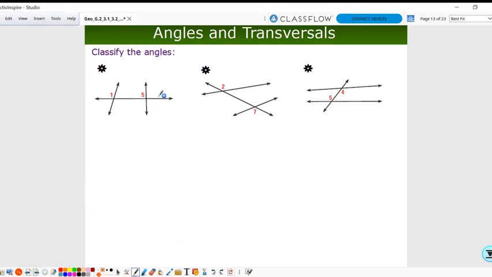Can you classify these angles? See what you remember. Always want to draw your box and decide if they're in the box or outside the box. Are they on the same line, same side, or outside? So our first example, we have corresponding, same side of the transversal and in the same position. Here we have alternate exterior angles, opposite sides of the transversal and outside the box. And lastly, alternate interior angles.